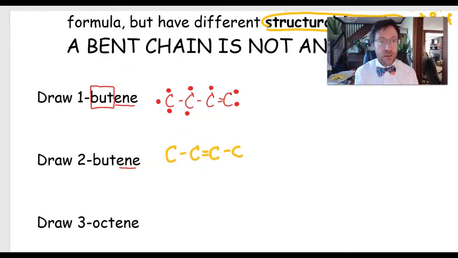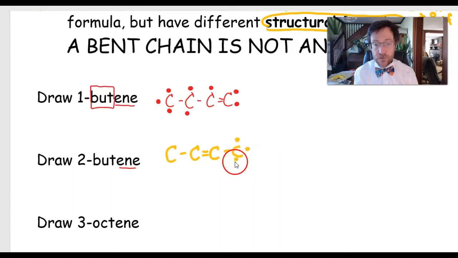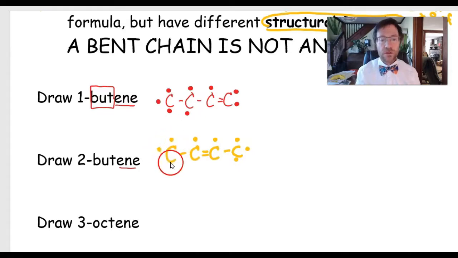And now I'm going to have to cover it with hydrogens. So this guy has 1, 2, 3, 4. This carbon has 3 bonds, so it only gets 1 hydrogen. This carbon has 3 bonds, so it only gets 1 hydrogen. This carbon has 1 bond, so he gets 1, 2, 3.